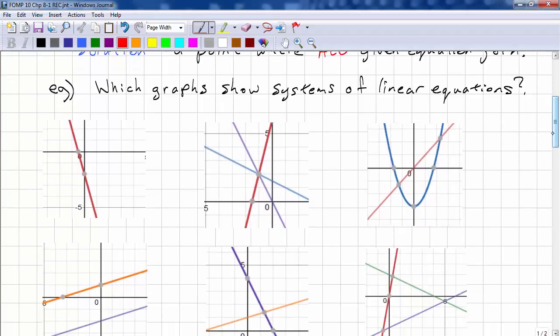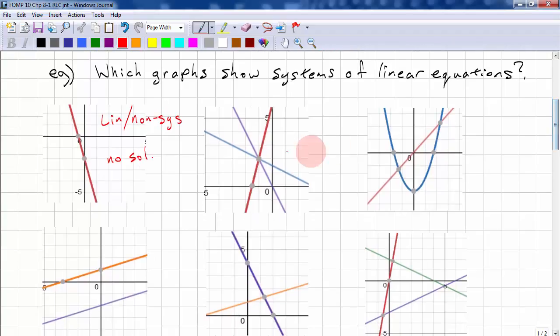Which of these graphs show systems of linear equations? This is linear, but it is not a system. Therefore, it has no solution. This one is a linear and a system, and it has a solution. It's at -1, 2.